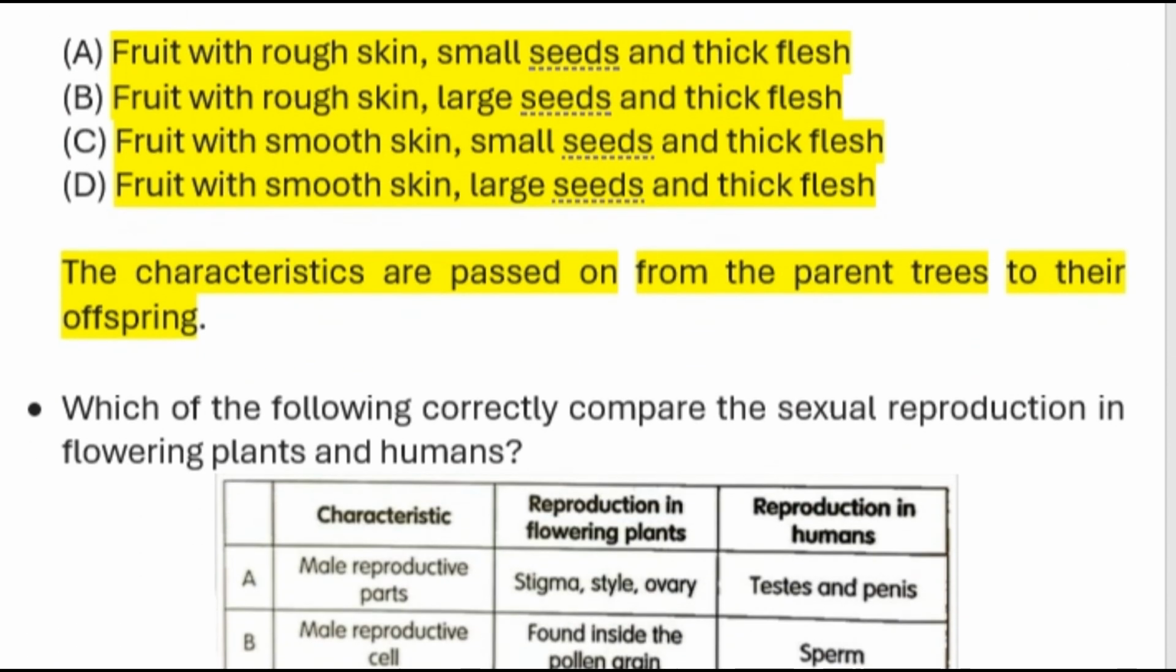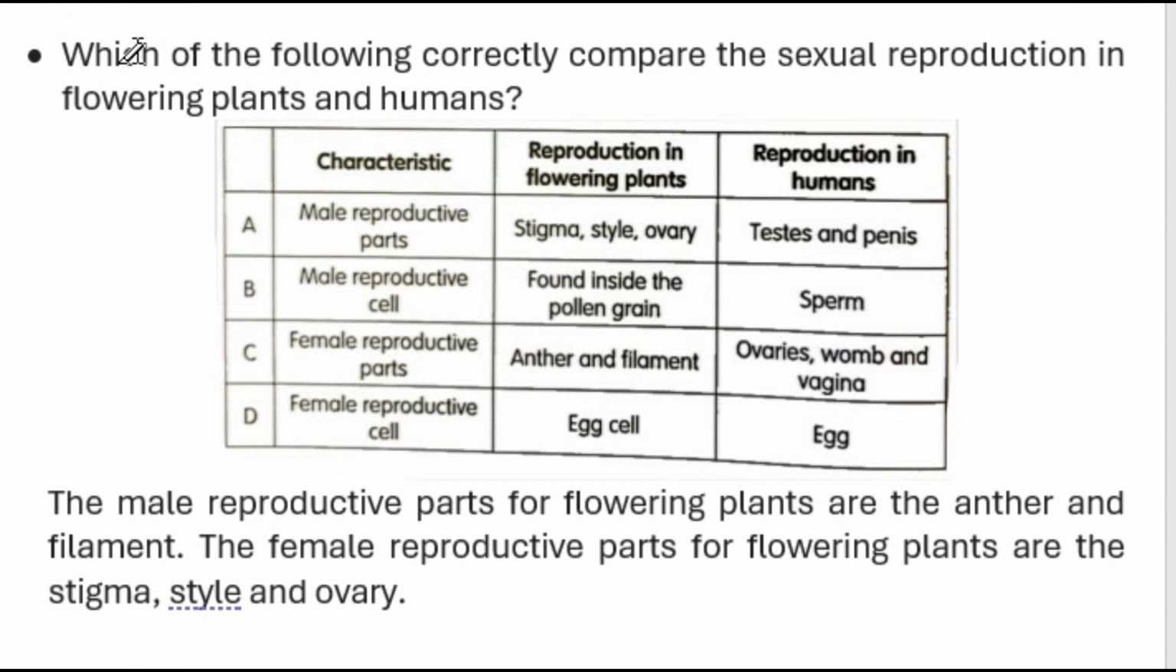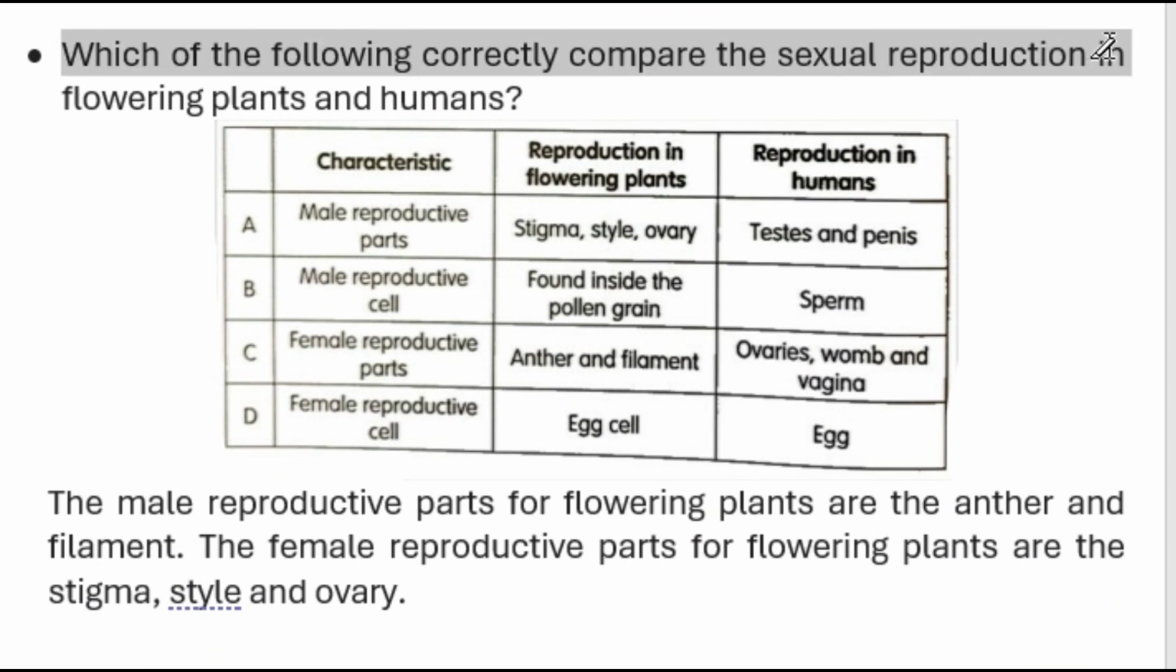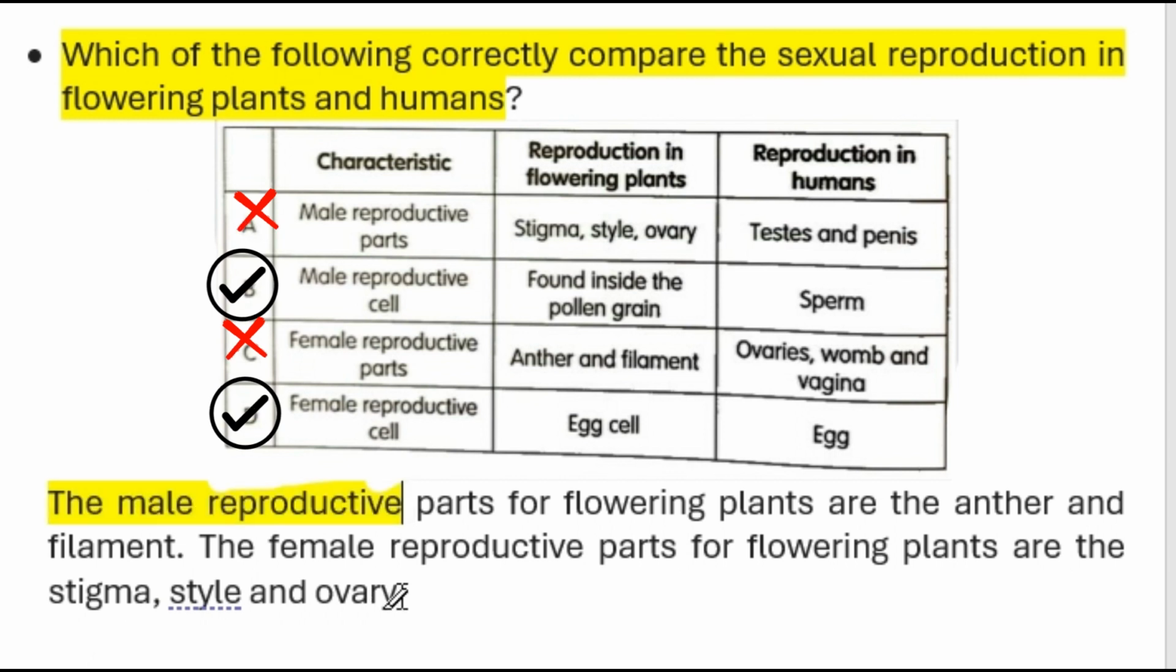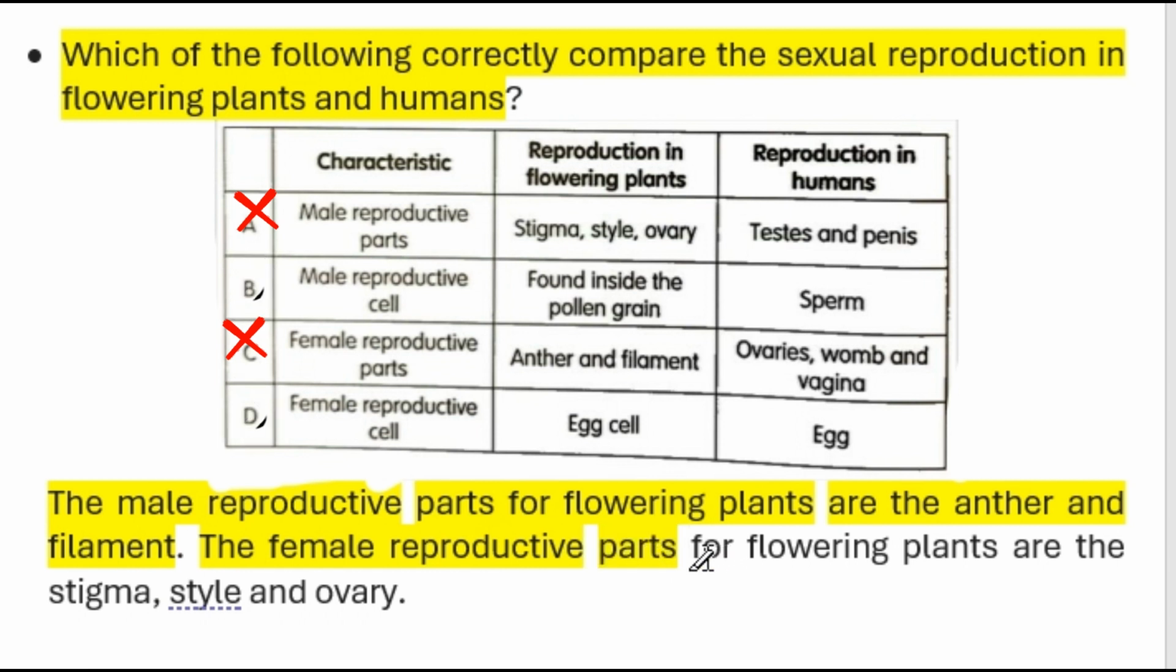Which of the following correctly compare the sexual reproduction in flowering plants and humans? The male reproductive parts for flowering plants are the anther and filament. The female reproductive parts for flowering plants are the stigma, style, and ovary.